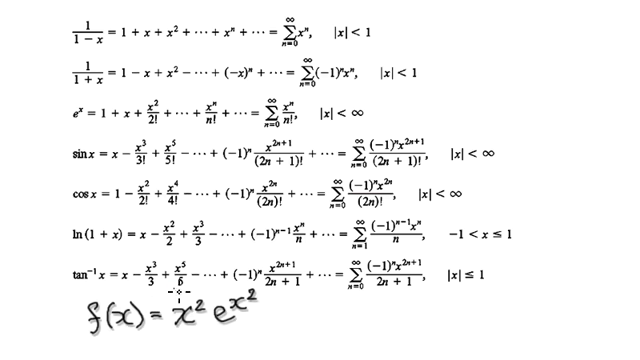Okay, let's give you guys some more practice. So find the Maclaurin series for this function. Here you've got one block multiplying this block. So this is e to the power of x squared. So press pause and have a go.